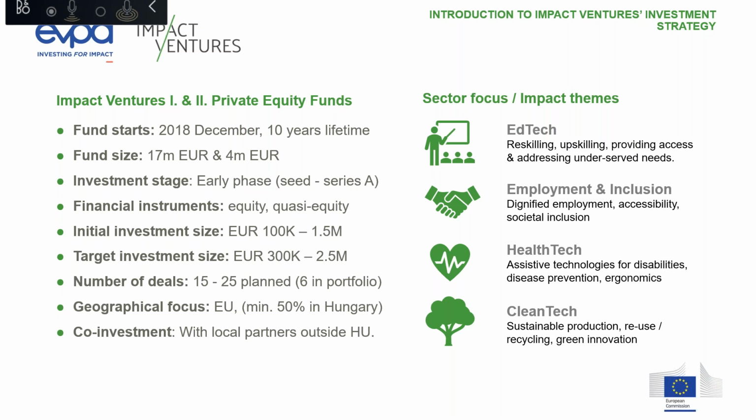We have this ambitious target to invest in 15 to 25 deals, all together through the 2 vehicles we have. And we have 6 investments so far in the portfolio, but hopefully there will be 4 to 5 more by the end of the year. And as I mentioned, we have a strong focus on Hungary. So we have to invest like 50% of our money in Hungarian social enterprises, which is very important for us.